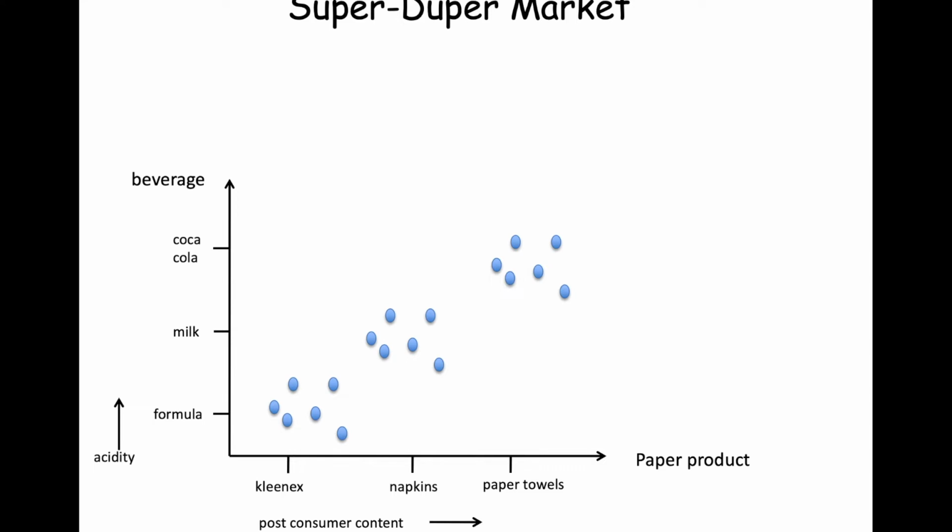So as you have lots and lots of customers, you can certainly group them together by comparing each of their features, the post-consumer content feature and their acidity feature for the beverage, and start to say, all right, well, these customers are more similar to one another, and these customers are less similar to one another. And so you can use this to form groupings.